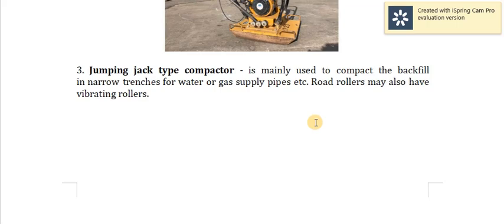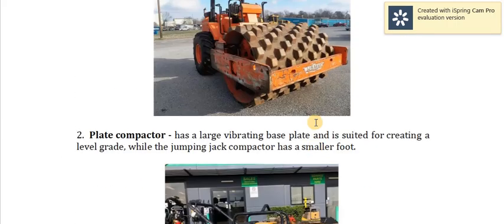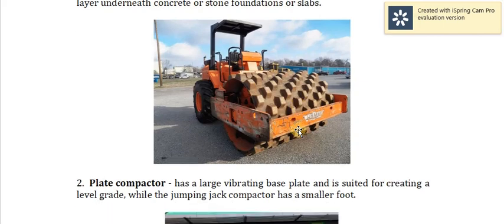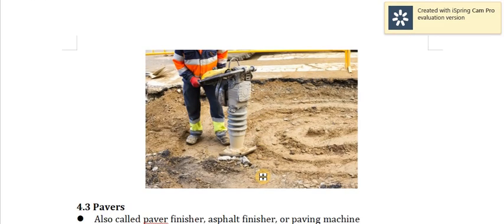Road rollers may also have vibrating rollers. So ito, hindi naman kasi sa lahat ng oras pwedeng dumaan yung ganitong type of compactor sa area na kailangan ng compaction. So, minsan, ito lang yung pwede. And minsan, kapag sobrang liit ng area or kung ano man yung constraints, ito yung pwede.